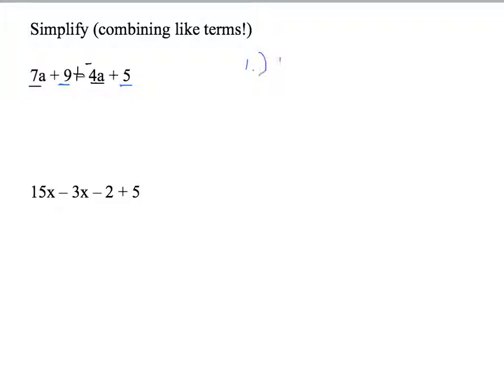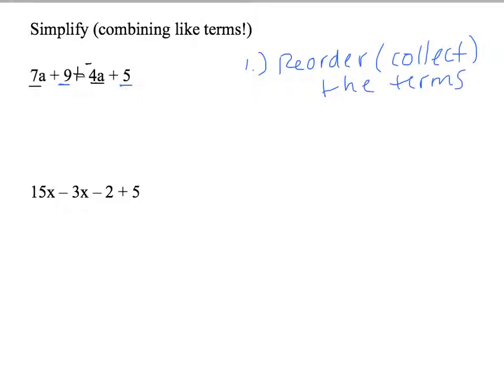Step 1, reorder the terms. I'm going to say reorder or collect the terms because you're putting like terms together. So I'm going to say 7a plus negative 4a. So these terms both have a, so we're putting them together, and we can just tack the other two on the end, plus 9 plus 5. Step 2 is to combine like terms.